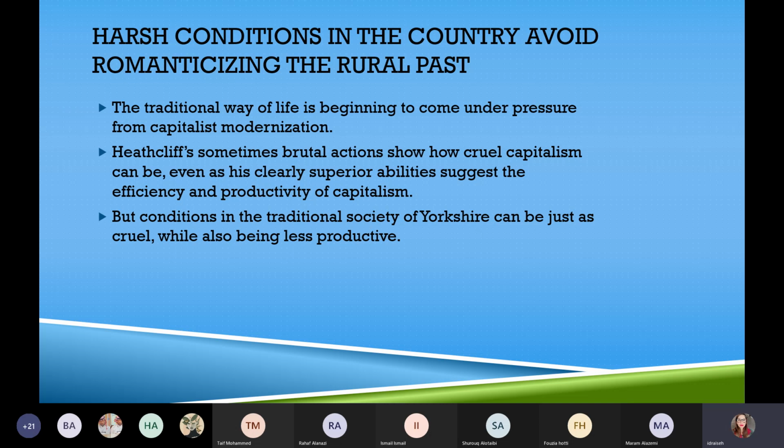So harsh conditions in the country, avoiding romanticizing the rural past. Now, the traditional way of life is beginning to come under pressure from capitalist modernization. In Wuthering Heights, basically, Thrushcross Grange is reminiscent of a rural past. It romanticizes things. What does it mean to romanticize something? To just imagine that things are more beautiful or better than they actually are.